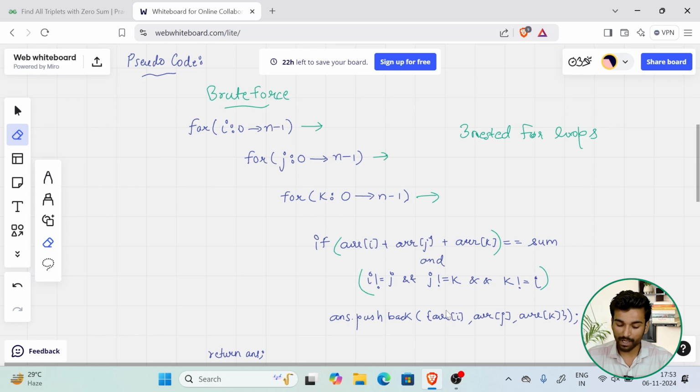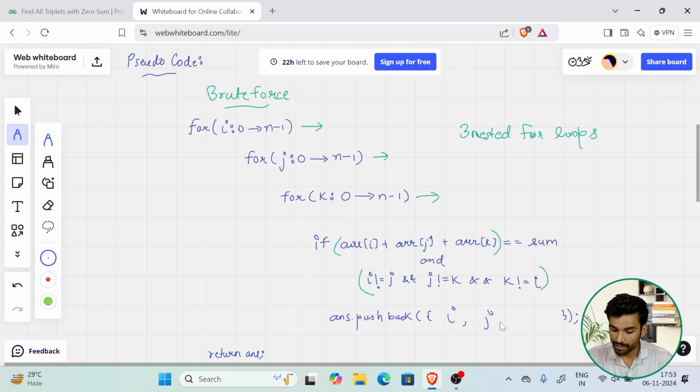After that, here we don't have to push back the values. Instead of pushing back the values, we have to take care of the indices. So we will be pushing back the indices i, j, k into the answer vector. I will store the vector i, j, k into the vector of vectors, that is answer. So that is the very first brute force approach that you can think of.